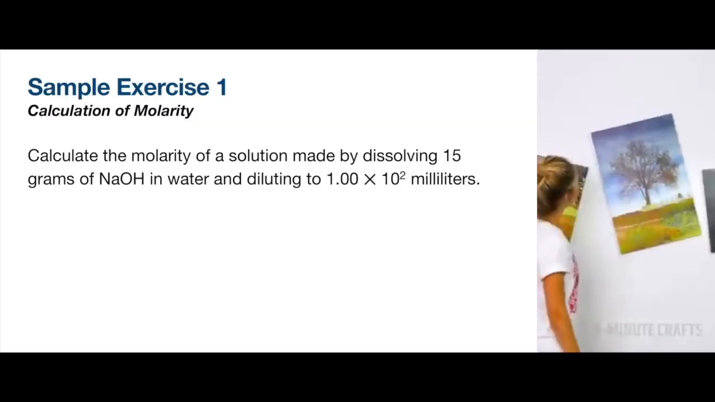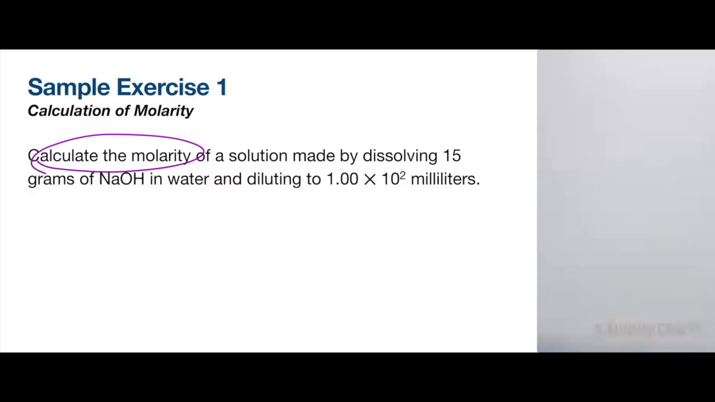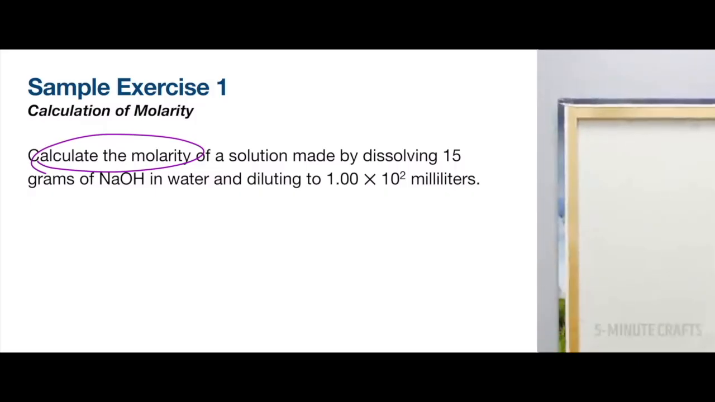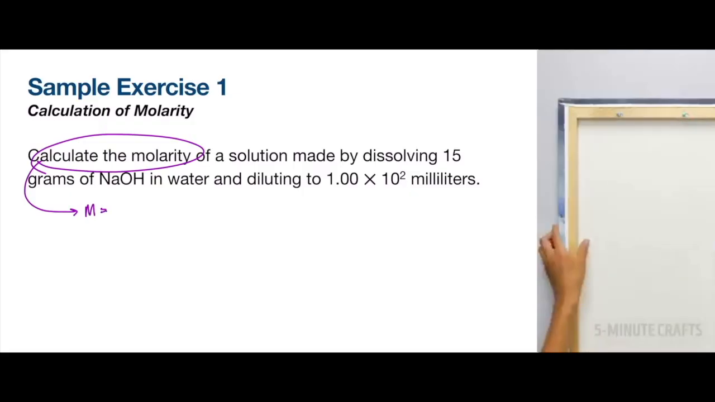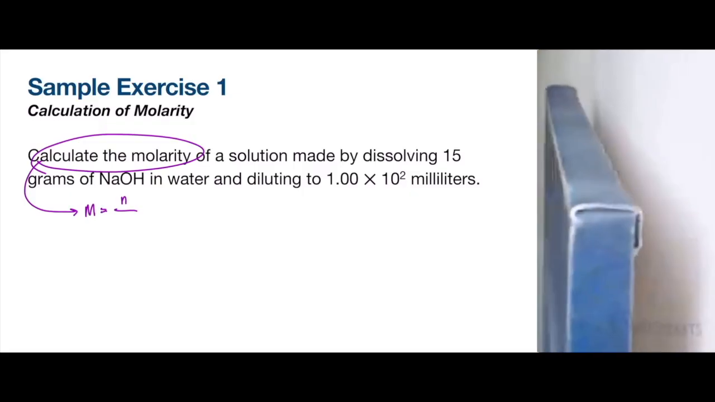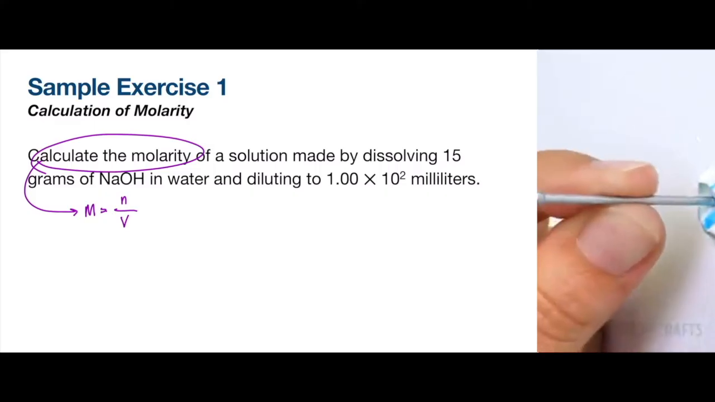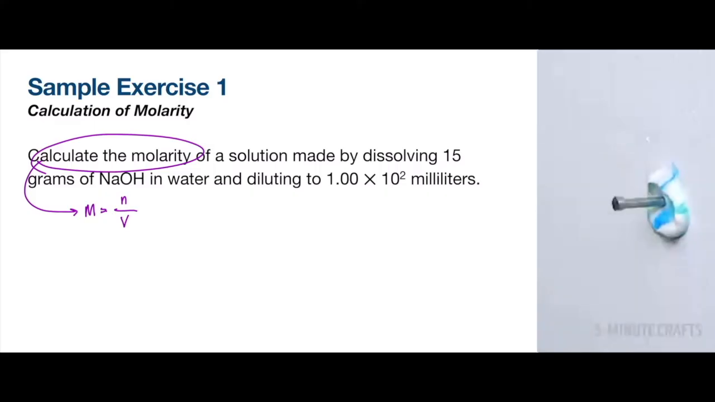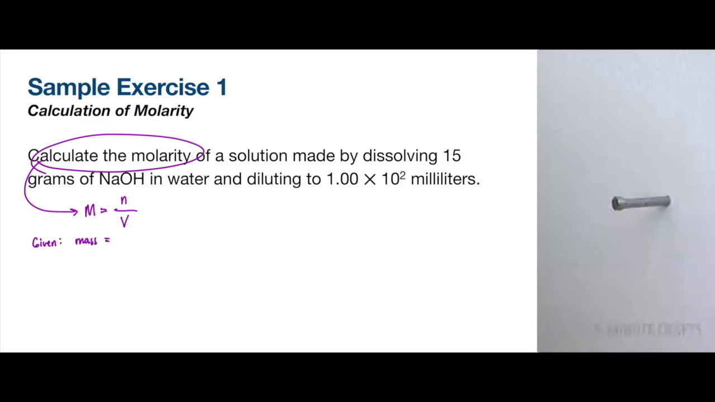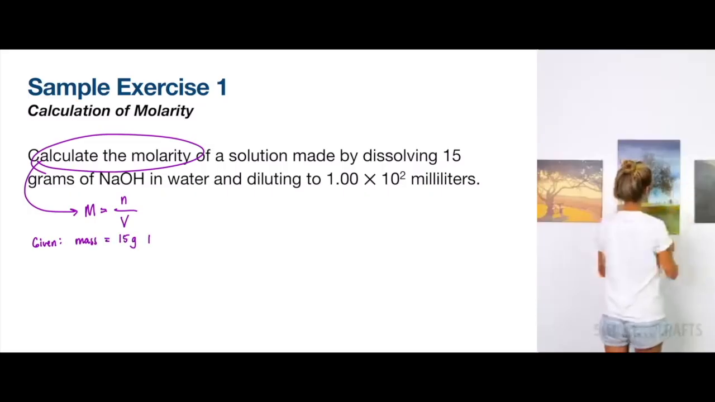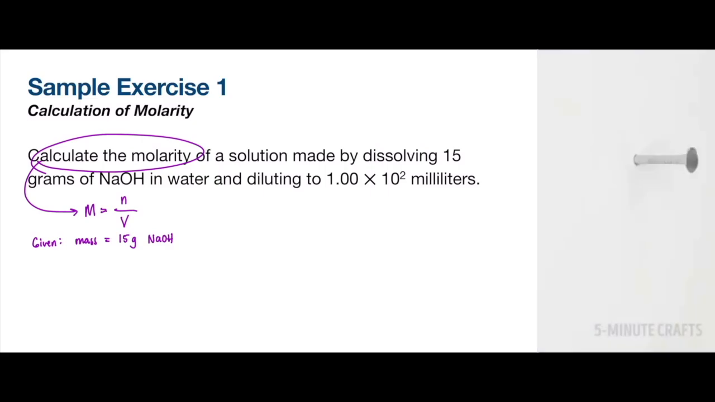The key to any calculate-the-molarity problem is to recognize that you need to determine the parts of the definition. And we know that molarity is equal to the moles of solute divided by the volume of solution in liters. And based on the problem, we know that the mass of sodium hydroxide is equal to 15 grams of NaOH, or sodium hydroxide. And we want this to be converted to number of moles, and that's going to be the number of moles of our solute.